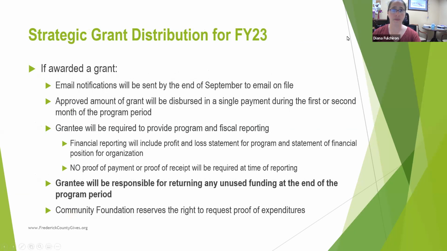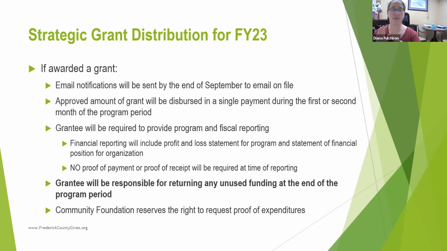And so let's talk about what happens after the award process. If you're awarded a grant, we're going to be sending email notifications to the primary email on file with your organization in Foundant. So you're going to want to make sure that you have updated contact information within your organization's profile, because those emails are going to go to the primary contact. The approved grant amount that you will be receiving will be sent during the first or second month of the program period. So end of November, beginning of December, you should be receiving a check for the entire grant amount. There are some exceptions to that, but for the most part, it's all going to come to you at the beginning of the program, so you have the cash to actually do the program.